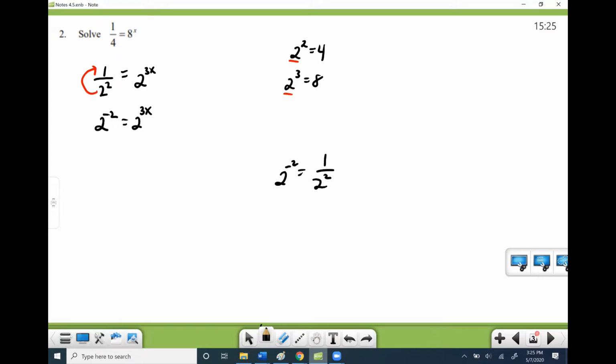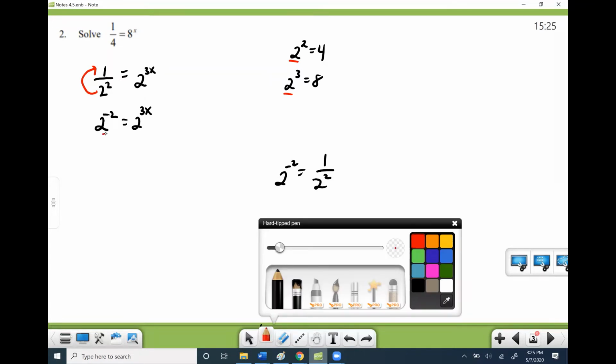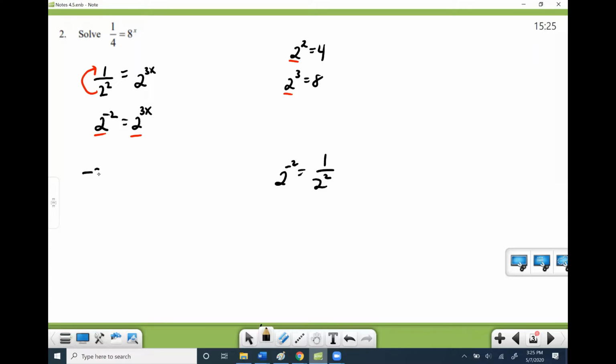All right. And so now the bases are the same. So we're just going to set those exponents equal to each other, and divide by 3 to get the x by itself. X equals negative 2/3. Okay, so a couple little tricks on that one.